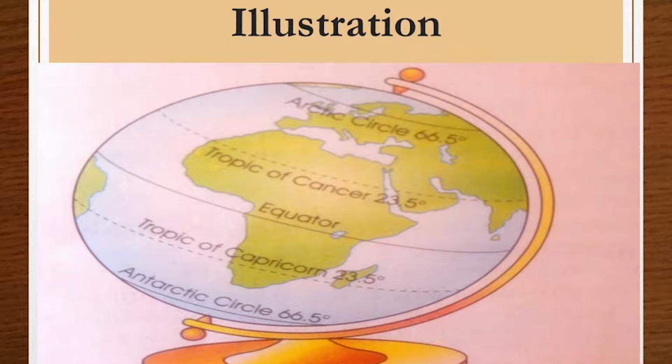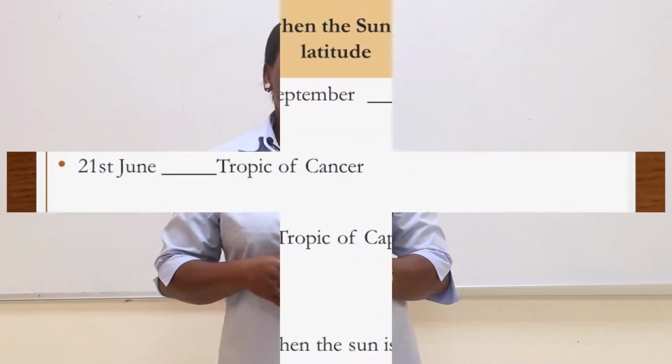So we have illustrations. We have our continent, Africa, showing the major lines of latitude that cross Africa. We have in the middle the equator. Then we have the Tropic of Cancer above the equator and the Tropic of Capricorn below the equator. The two lines not crossing Africa are the Arctic Circle and the Antarctic Circle.